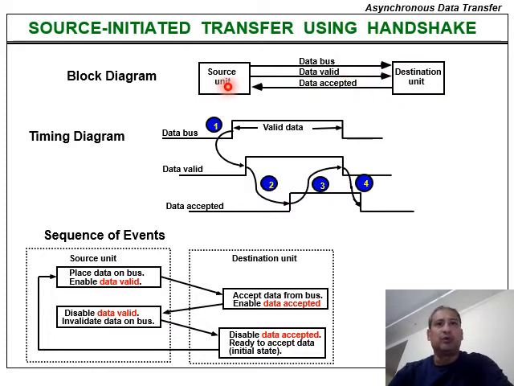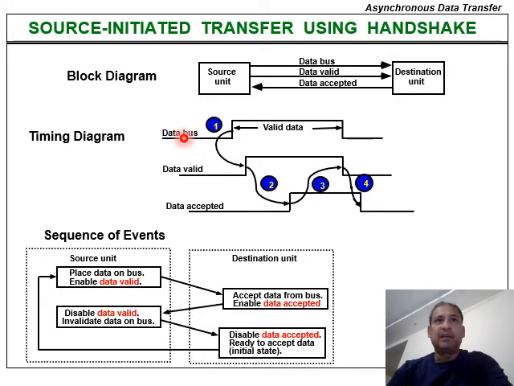Now let us see how things happen over there. If you see this sequence of events, this will tell you how the process is going on. If you see this timing diagram, initially there is no data on the data bus. The data valid signal is reset. The data accepted signal is, let us say, at 0. Now the process starts with the source unit putting some data on the data bus, and as it puts the data on the data bus, it enables the data valid signal. This indicates to the destination that a fresh piece of data has been placed on the data bus.